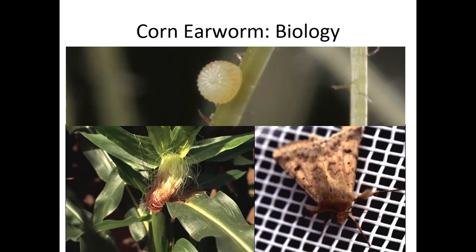So having coverage on the silks and having the spray timed so that the green silks are covered as they're actively growing, because you need to remember that the silks are growing 1 or 2 inches a day. So that coverage needs to be there in order to control this pest before it enters the ear.